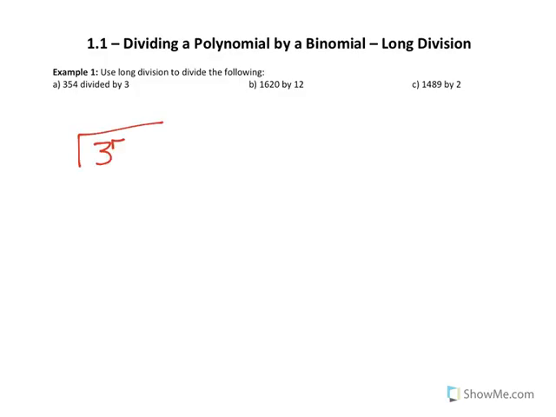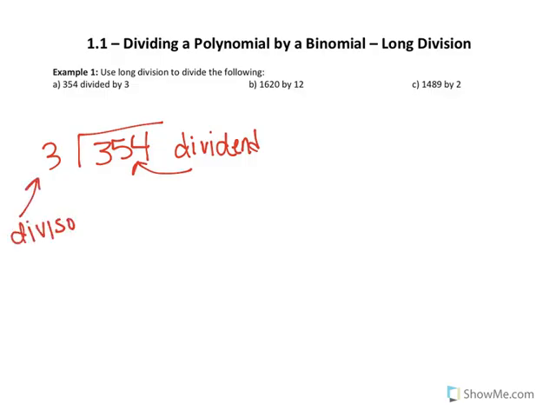We're going to go 354 divided by 3. This is called the dividend. That's the number that you're dividing. This is called the divisor. And then we're going to actually do this, and we're going to have two more words.